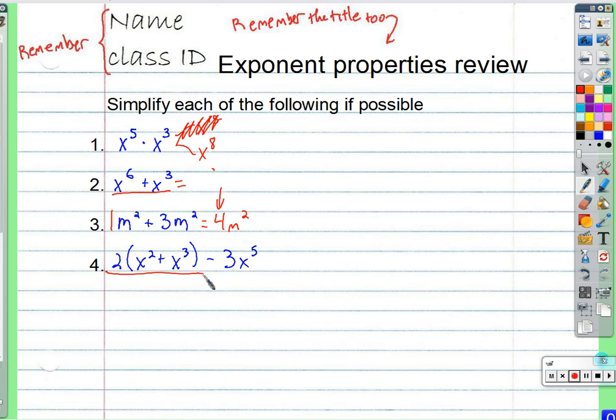Let's start here. What are we doing to this parentheses? Distribute 2. 2x squared plus 2x to the third minus 3x to the fifth. Yeah. Can't make it any smaller. Can't simplify it anymore. The only other thing we might do, we don't have to do, is to write it in descending powers. So this would be negative 3x to the fifth, that's the highest power. Plus 2x cubed, that's the next highest power. Plus 2x squared, that's the lowest power.